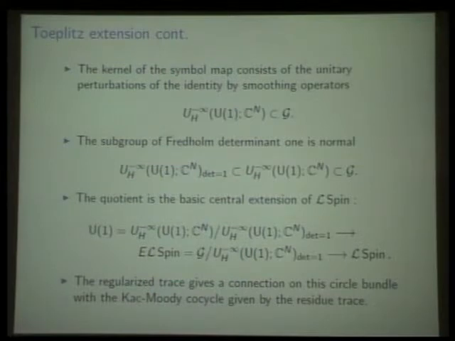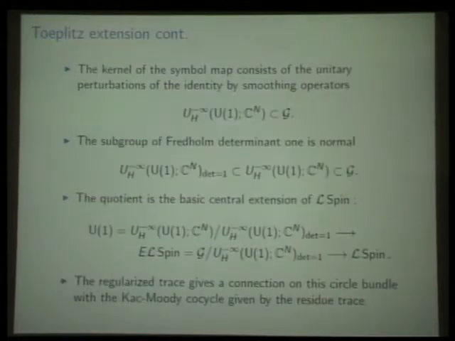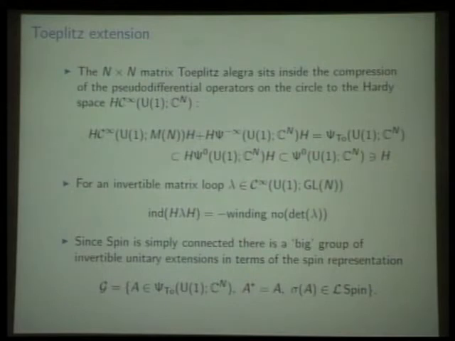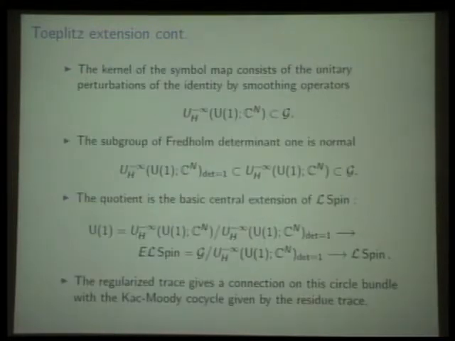And the regularized trace of, I would say, Wojcicki-Gilliman, but it was almost certainly known to Toeplitz, gives you a connection on this circle bundle. So you can actually construct connections and nice things here, and it allows you to compute this cocycle, which I don't have time to say. Okay, now, there is a central extension. There's a basic central extension, not just a central extension, but the smallest one, which corresponds to a generator of H3 of spin.